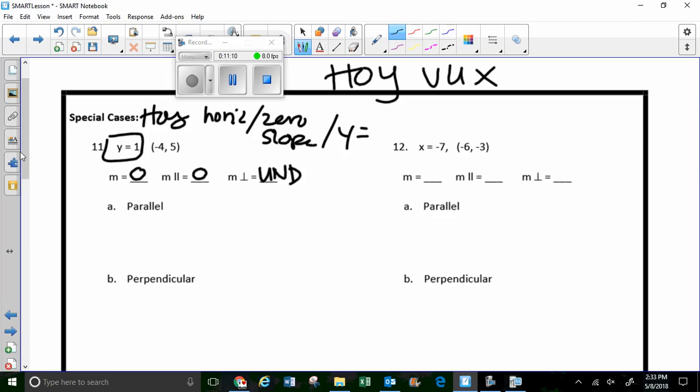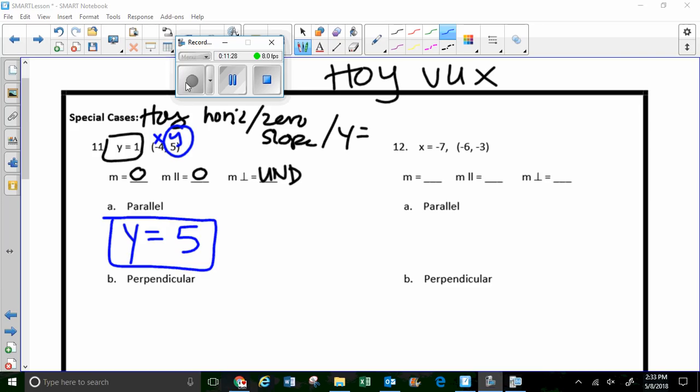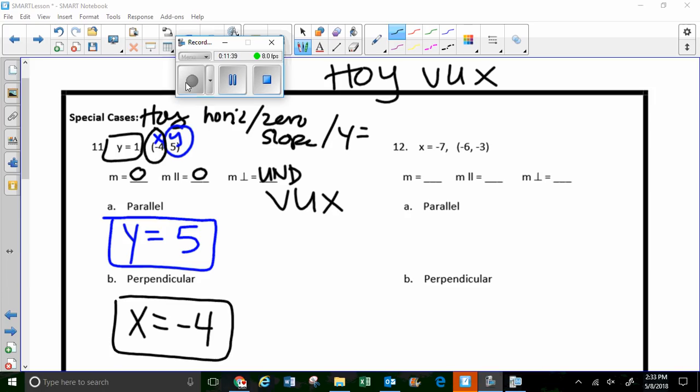So for my parallel line, I'm just going to follow the same process. So y equals, just like the original line. But I have a different point. What does y equal? Well, y equals 5. Now for the perpendicular line, it's an undefined slope. That means that's vertical. So it's going to be x equals, and look at your point. Well, x equals -4. So it's just something that you have to use that horizontal and vertical line knowledge to get.